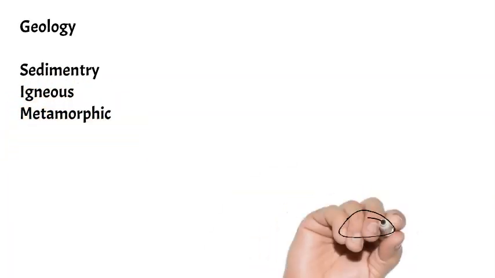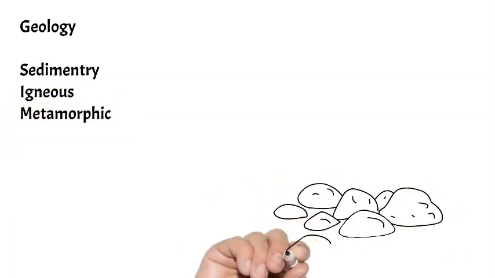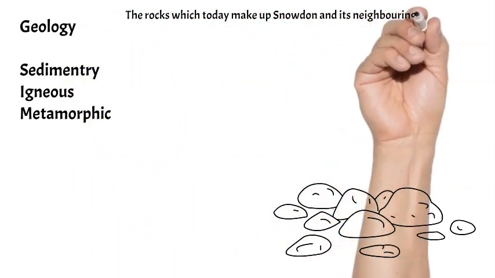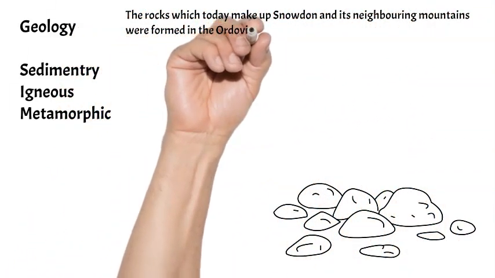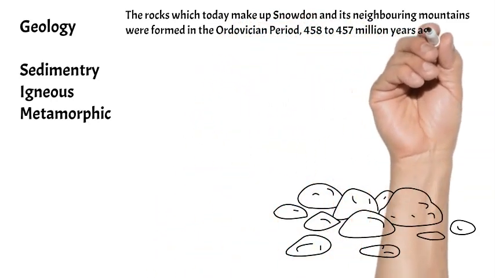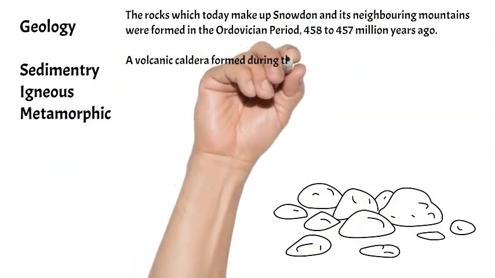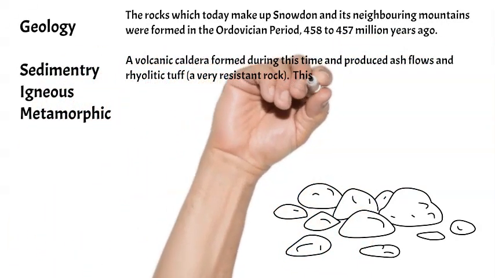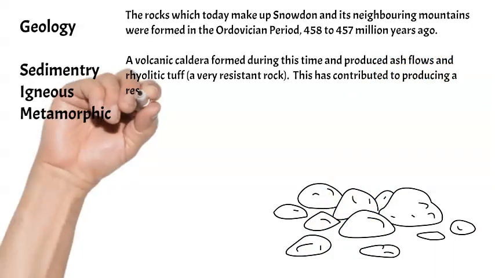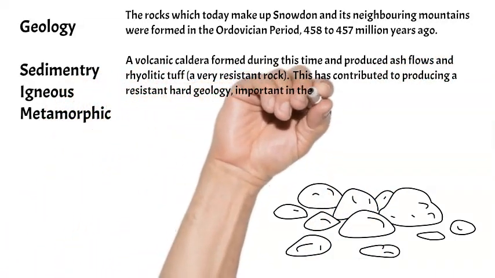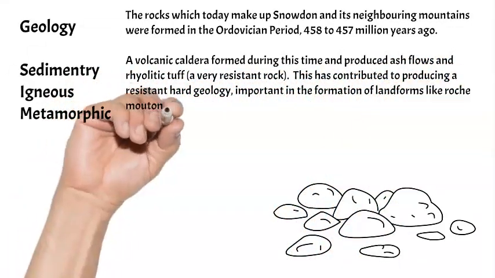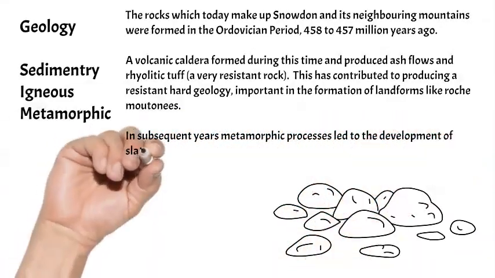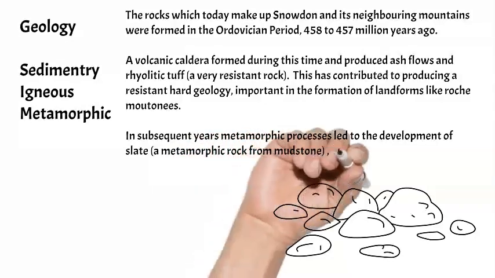Geology. There's 3 types of geology, but we are most interested in the igneous. The rocks which make up Snowdon today and its neighbouring mountains were formed in the Ordovician period. During this period, a volcanic caldera was formed and produced ash flows and igneous rock, particularly a rhyolitic tuff, which is a very resistant rock, and has contributed to producing hard geology, which is important in some of our landforms.